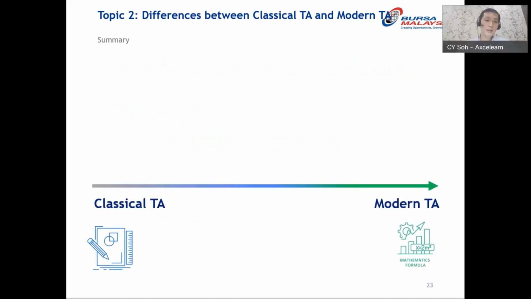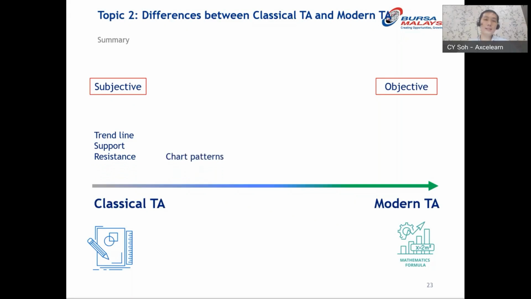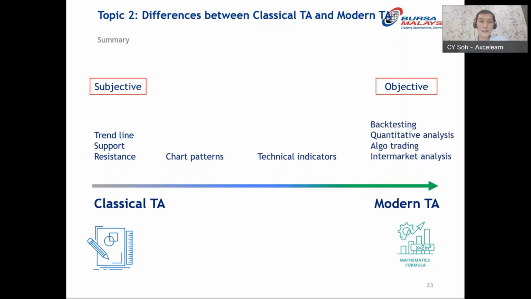Now, a quick summary for classical and modern TA. Classical TA, of course, has a lot of subjectivity, and modern TA is more objective when it comes to application. Classical TA started from lines, first drawing lines, and this is where your application of lines developed, to find out chart patterns. And then later on, people used mathematics to develop technical indicators. This is where your technical indicators can be backtested and go through even further quantitative analysis in terms of your trading. So this is the summary for the classical as well as modern technical analysis.